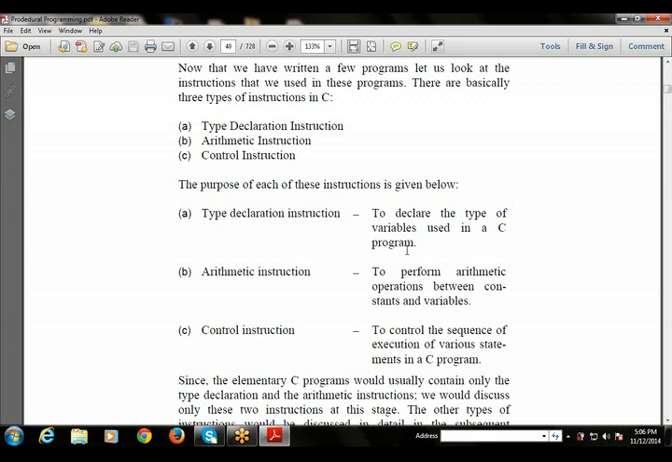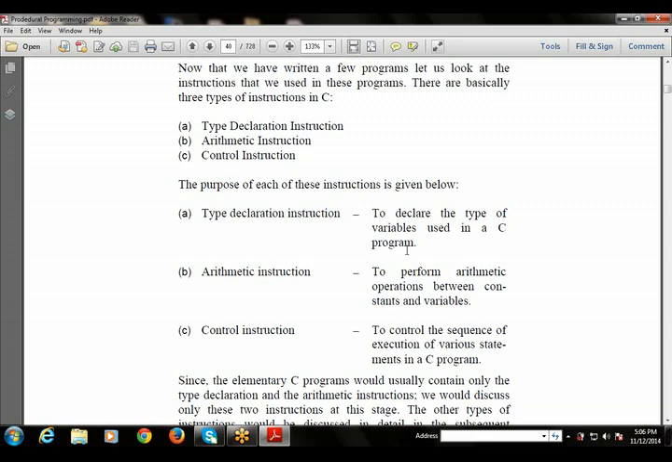Then next is your arithmetic instruction. Arithmetic instructions are used to perform the arithmetic operations. What are the arithmetic operations? Like plus, minus, divide, multiply. These are the arithmetic operations that are used in the C language.